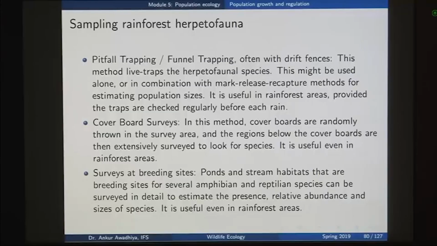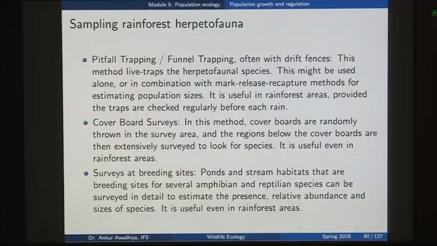Next, you could go for a cover board survey. In this method, cover boards are randomly thrown in the survey areas, and the regions below the cover boards are then extensively surveyed to look for species. So, in this case what you are doing is taking some cardboard boards, around this much in size, and once you have those boards you just flip them over into the forest area. Wherever they land, you just go and look for species below them. So, this is one way of doing a random sampling in your particular area.